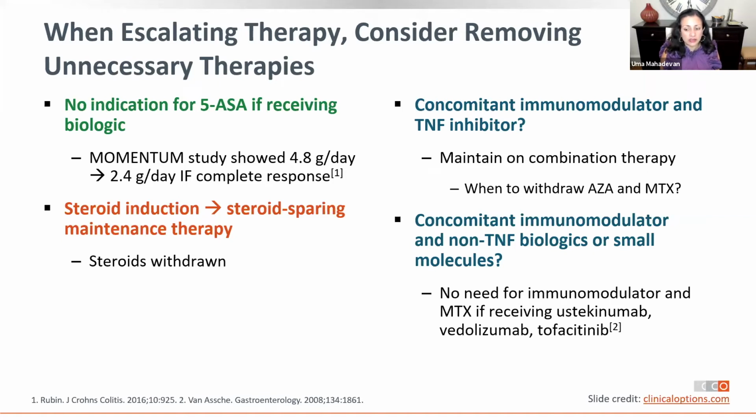But interestingly, there's no indication to use concomitant immunomodulators with ustekinumab, vedolizumab, or tofacitinib. Especially for tofacitinib, you shouldn't use it. But for ustekinumab and vedolizumab, there's been little benefit. So the only time you use combination therapy is with anti-TNFs.